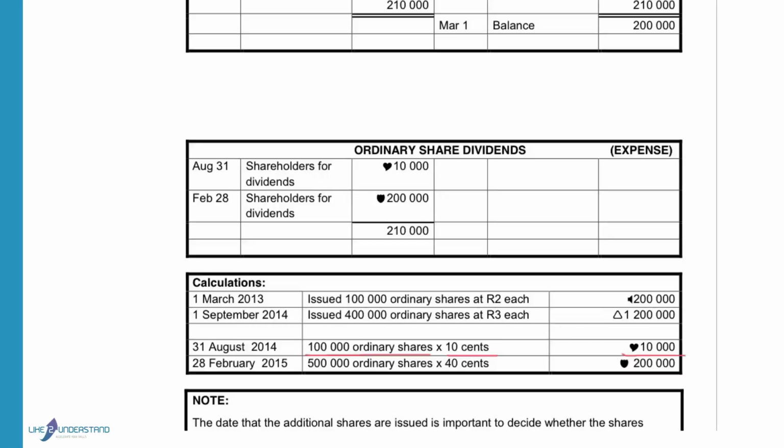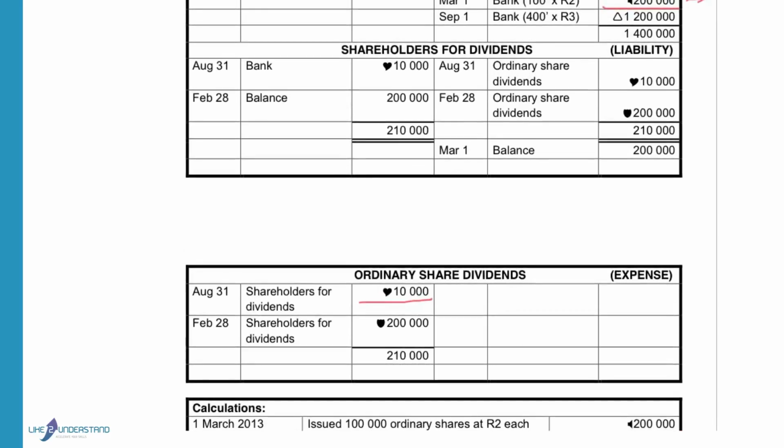This dividend is an expense for the business, so I will debit my ordinary share dividends account with the 10,000 to indicate that there's an expense of 10,000 rand. We owe the money to the shareholders, so the shareholders will be credited with 10,000 rand. This means that the ordinary share dividend, that's the division of the profit, any division of profit for any expenses that you pay will always be entered on the debit side of your ledger.